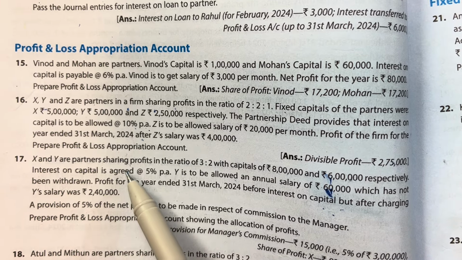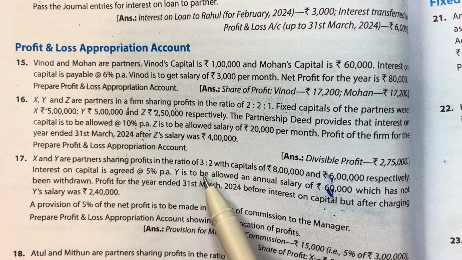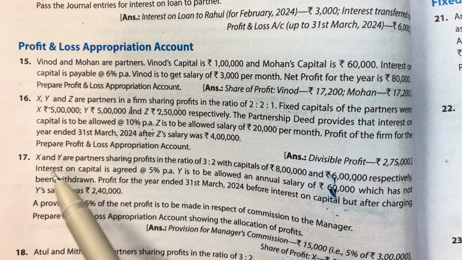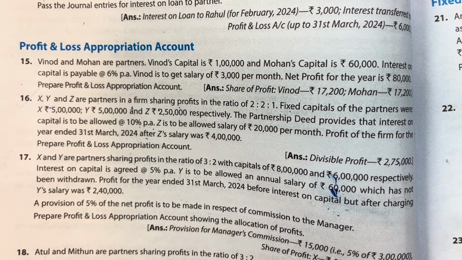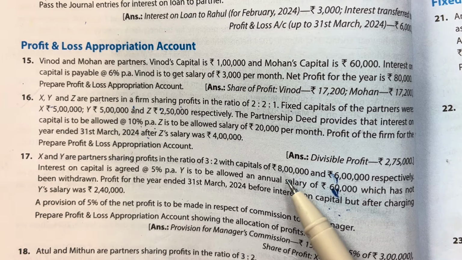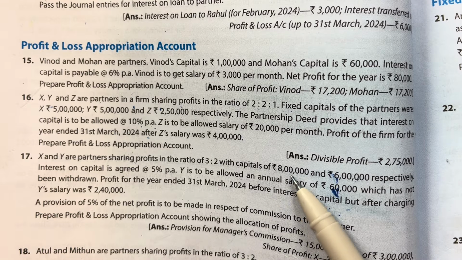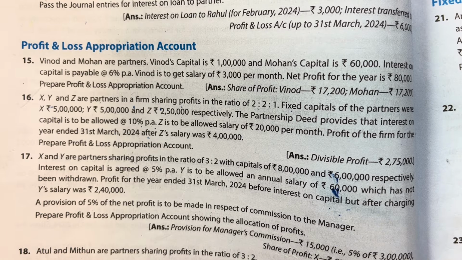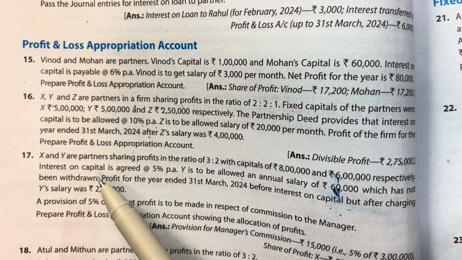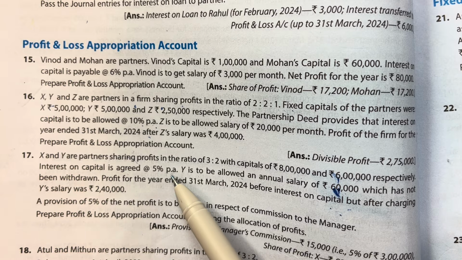X and Y are partners sharing profits in the ratio of 3:2. So there are two partners, X and Y. They are sharing profits in the ratio of 3:2 with capitals of 8 lakhs and 6 lakh rupees respectively. Okay, so X has contributed a capital of 8 lakhs and Y has contributed a capital of rupees 6 lakhs. Interest on capital is agreed at 5% per annum.